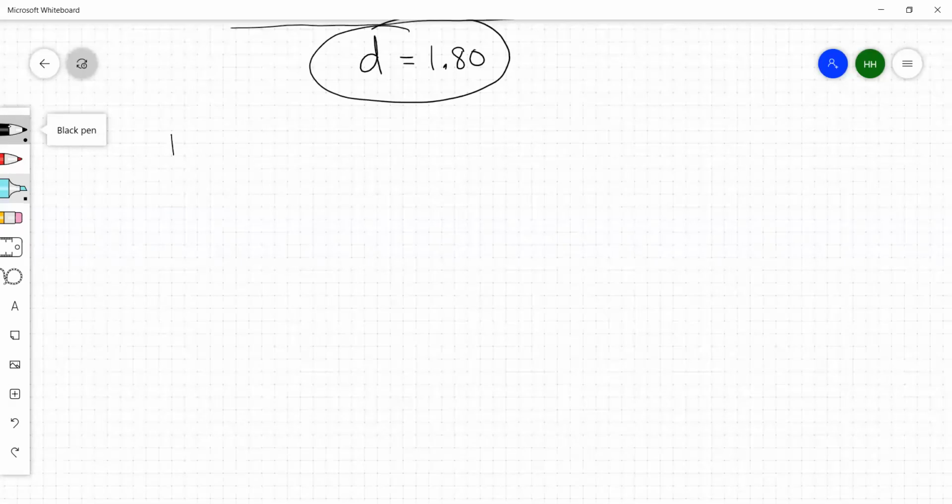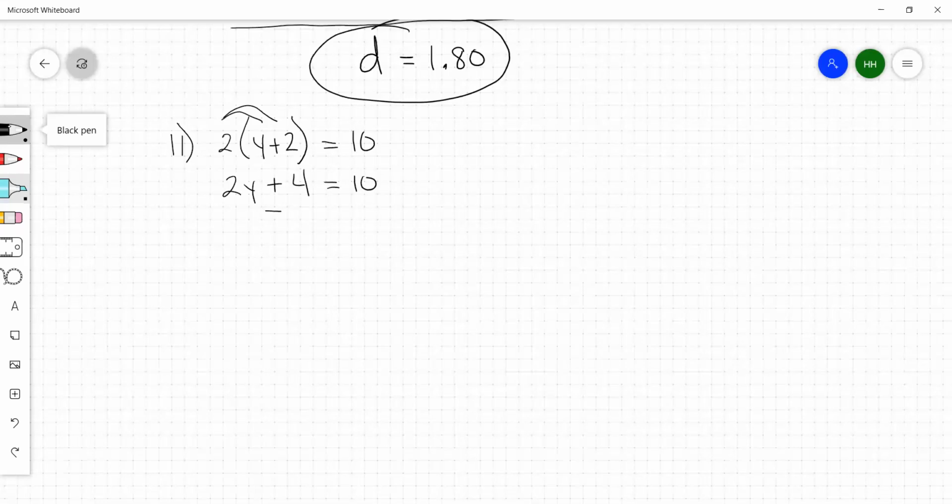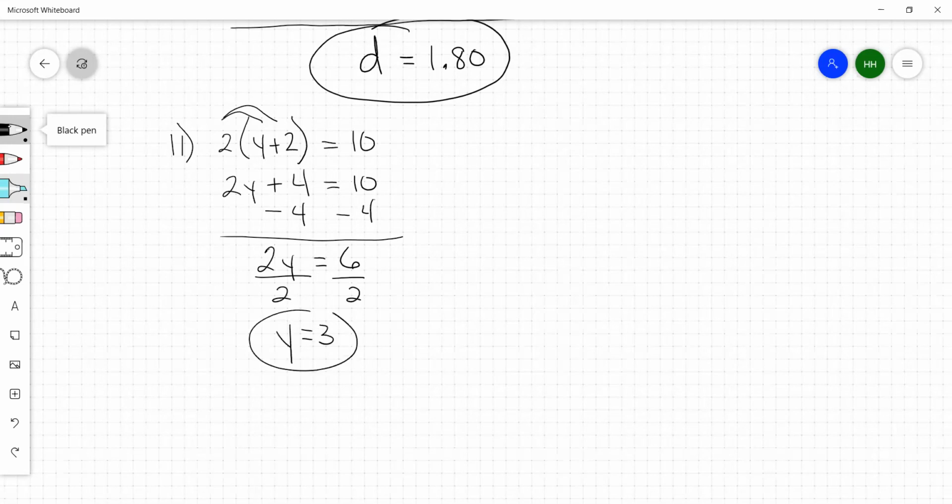Number 11. 2 times y plus 2 is equal to 10. Distributive property again. So 2y plus 4 is equal to 10. Subtract 4 from each side. So 2y equals 6. And divide both sides by 2. y is equal to 3.